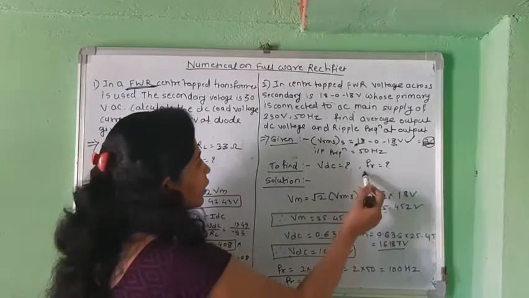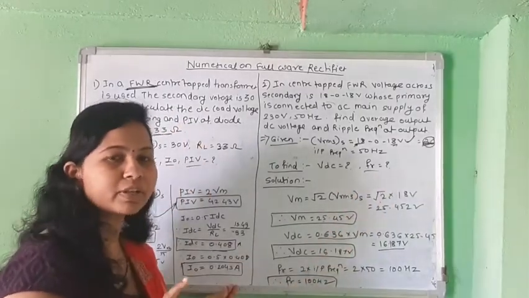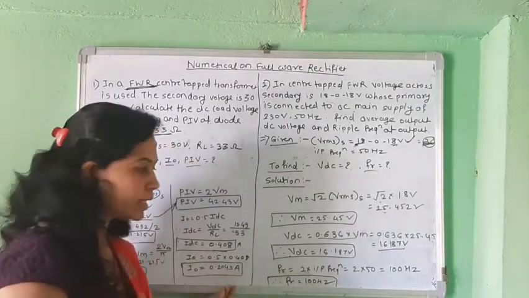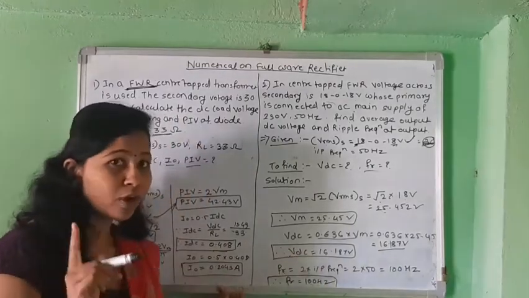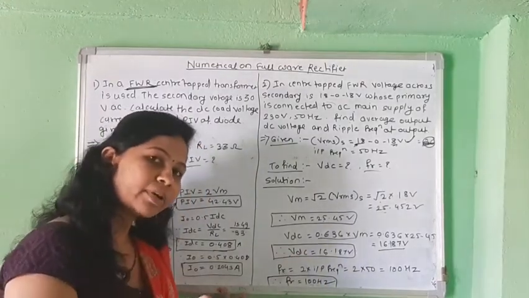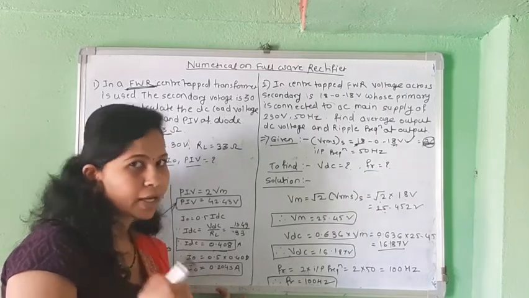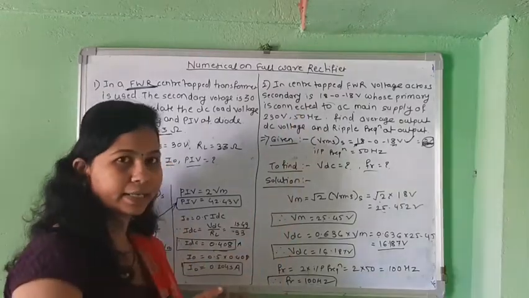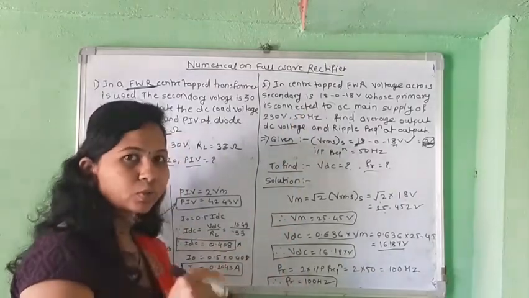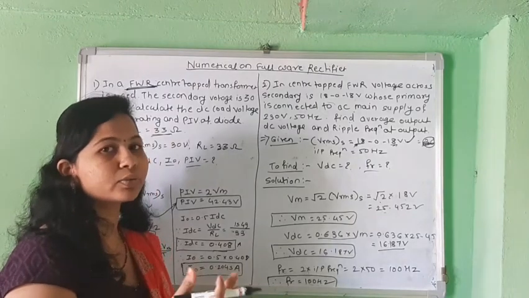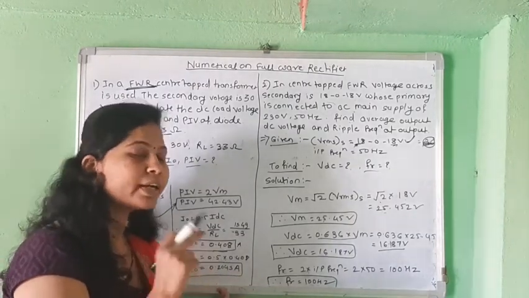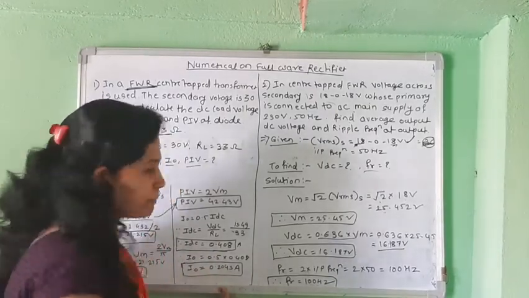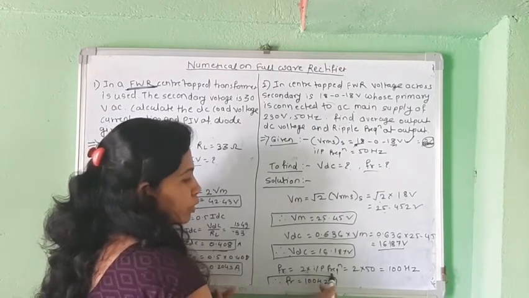After that, what do we have to calculate? The frequency, that is the ripple frequency at the output. So what is the formula for ripple frequency? It is 2 into input frequency for a full wave rectifier. For a half wave rectifier, we took only the input frequency, meaning ripple frequency equals input frequency. But for a full wave rectifier, ripple frequency equals 2 into input frequency, meaning twice the input frequency. So ripple frequency equals 2 into input frequency.